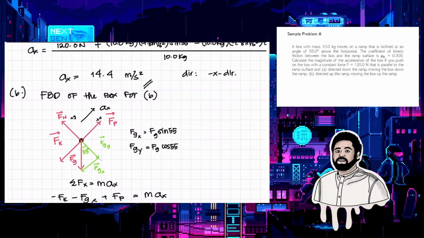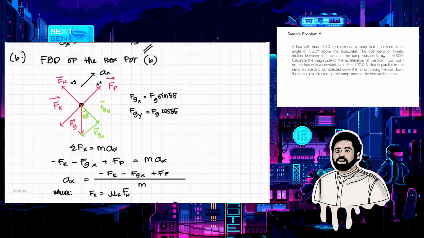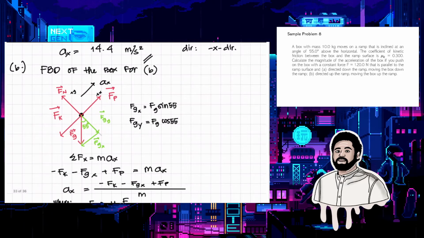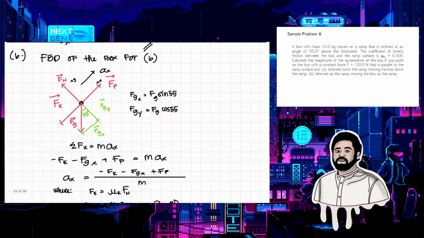So SOP again, FGX and FGY. So solving for the acceleration, summation of forces along x is equal to MAX, wherein this time AX is just equal to a positive value. So negative FK minus FGX plus FP is equal to MAX. So AX is equal to negative FK minus FGX plus FP all over the mass.